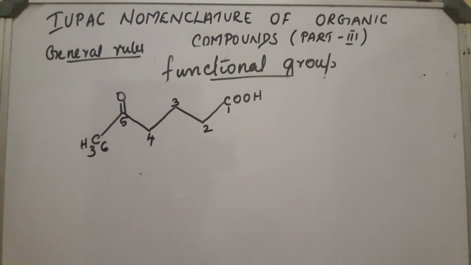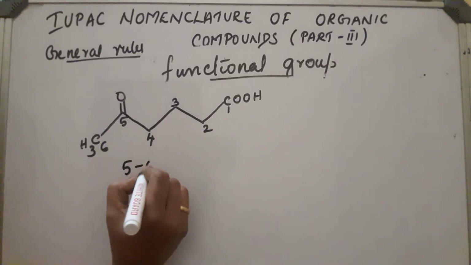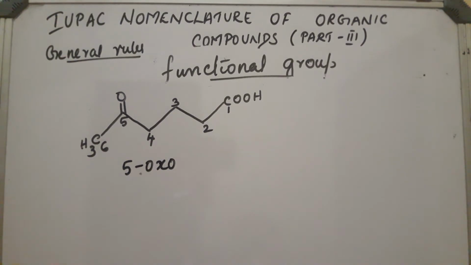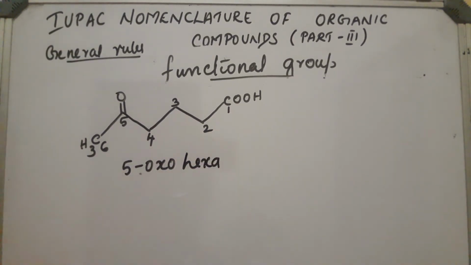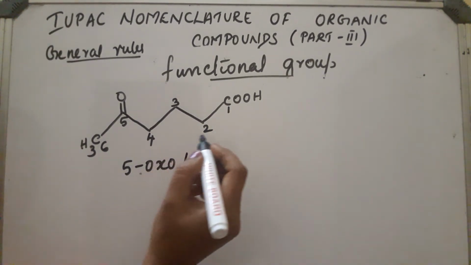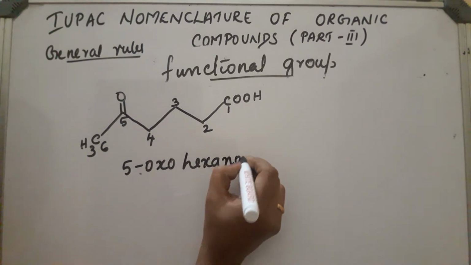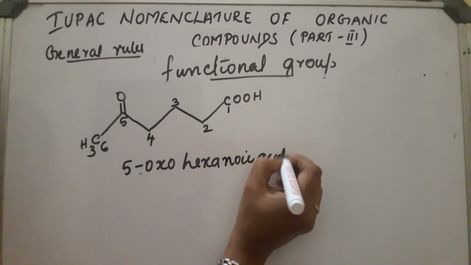In this case, at the fifth position there is a C double bond O group, and the prefix of C double bond O is oxo. So 5-oxo. The chain is hexane, and the principal functional group is oic acid, COOH. Hexanoic acid. This will be the name of the compound.